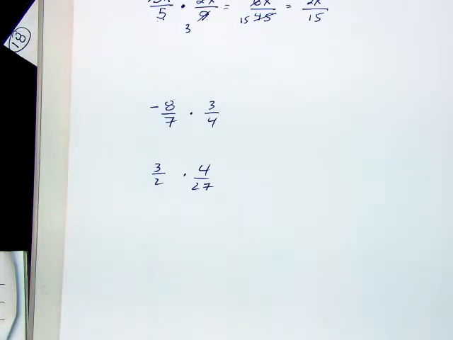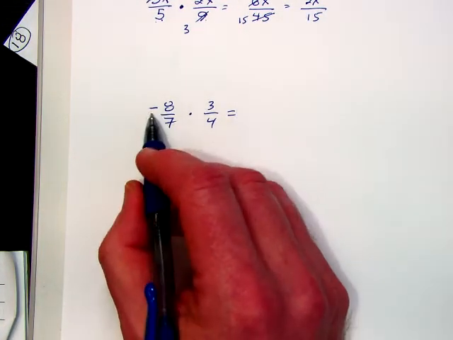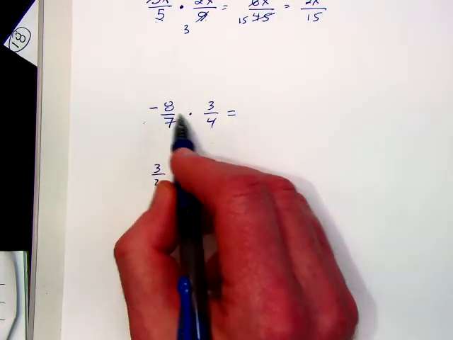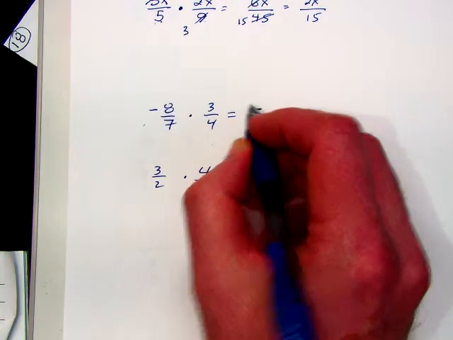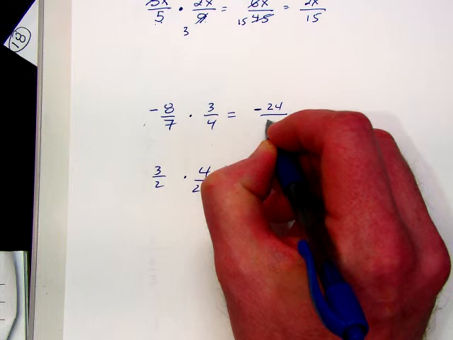Okay, so here, if I choose to do it afterwards, a negative times a positive will be a negative. And 3 times 8 is 24. Then at the bottom, I get 28.